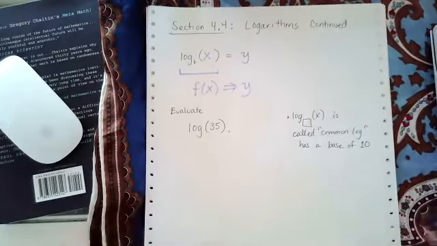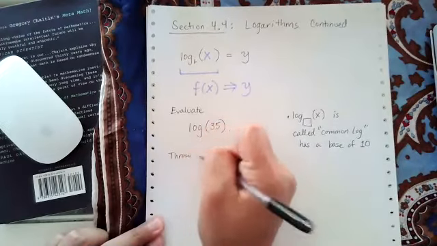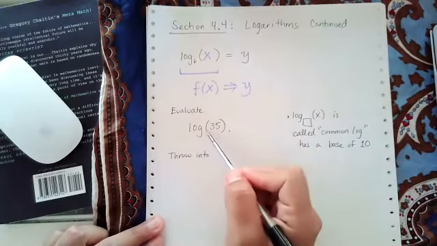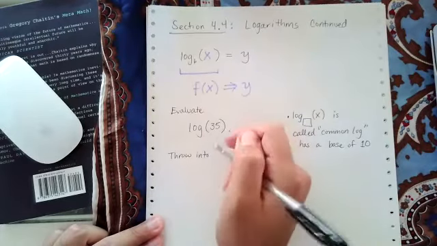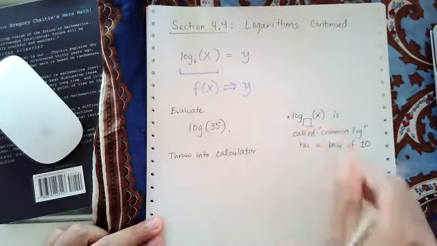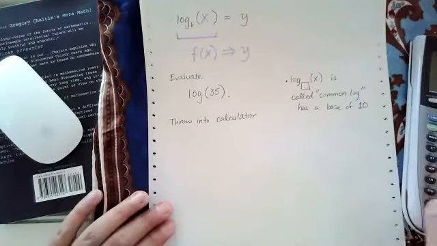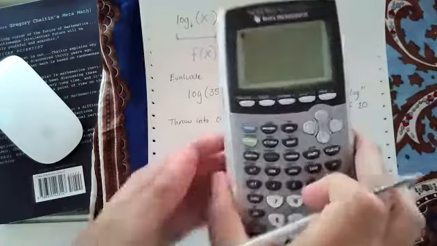So you might ask yourself, well, how do I go about solving a problem like this? And you don't have to think too deeply about it. All we need to do is throw this into the calculator. The calculator is going to perform the function of taking this log and then evaluating whatever the log is, log base 10 at 35. So practically, that's how we treat logs, and that's how you'll get through this section a lot of the time. So let's throw log 35 into the calculator.